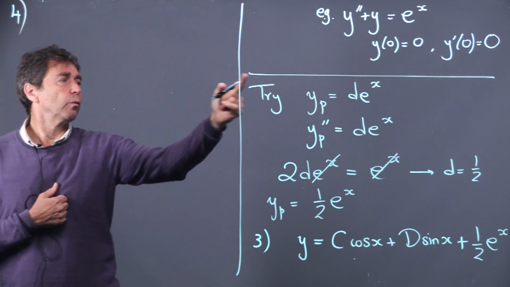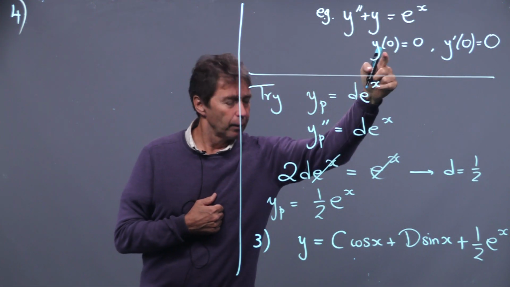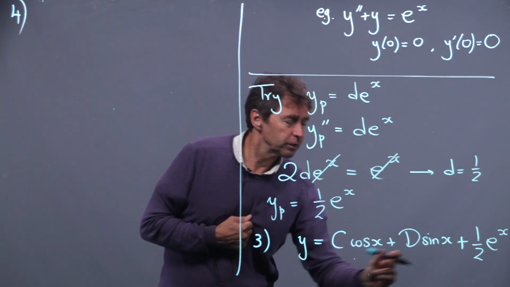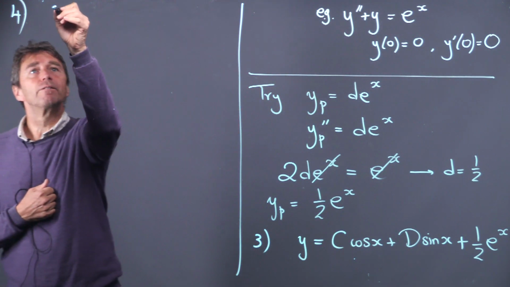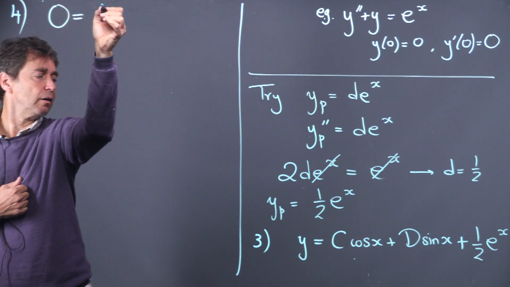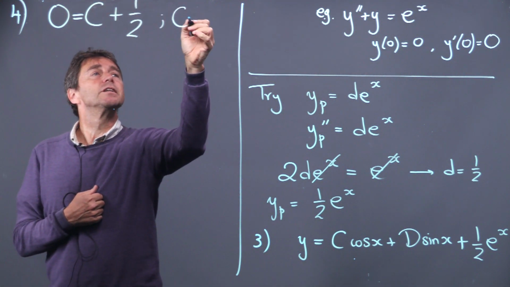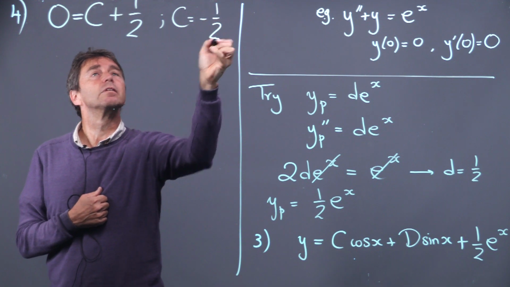So I put y is equal to 0 at x is equal to 0. So cosine of 0 is 1, sine of 0 is 0. So the first condition tells me that 0 is c plus 1/2. So c is equal to minus 1/2.